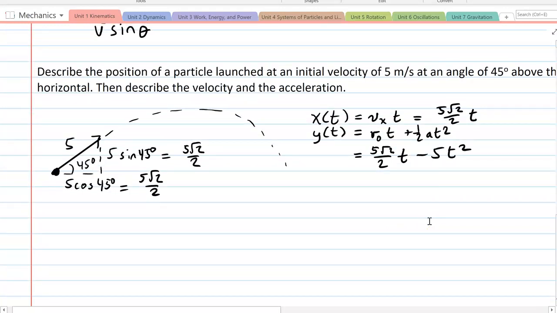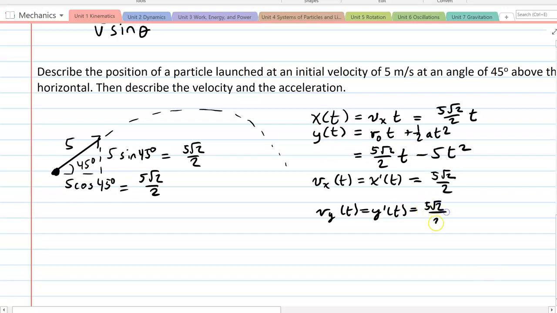This is actually pretty simple because all we have to do is just take the derivative of each. So the x component of velocity is the derivative of x with respect to time, which is just 5 root 2 over 2. And we can see this is a constant, right? So that's constant velocity. Just further proves that it's constant velocity. And then let's look at the y component of velocity, which is the derivative of y with respect to t. Let's take the derivative of this expression right here. It is 5 root 2 over 2 minus 10t. And these two equations describe the velocity of this projectile being launched at this specific condition.